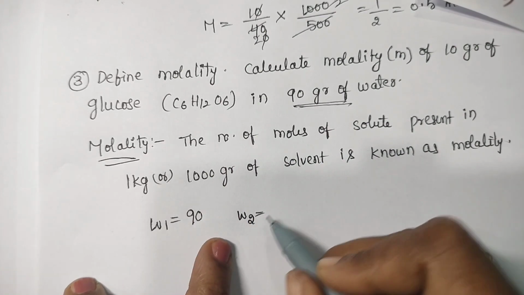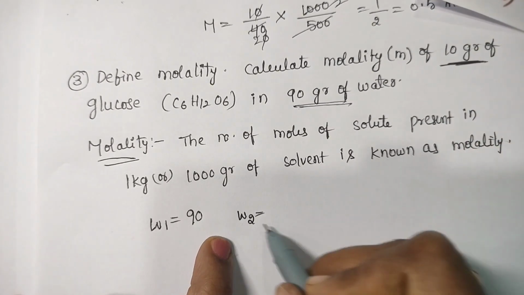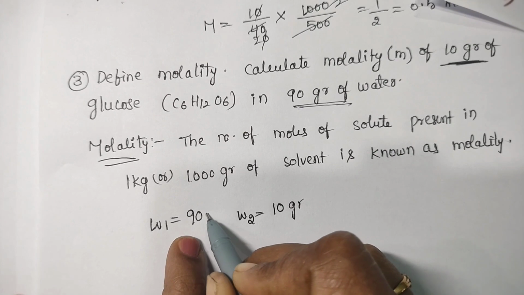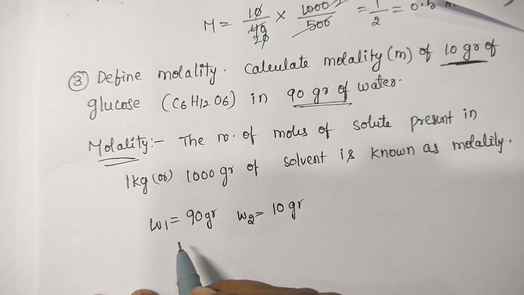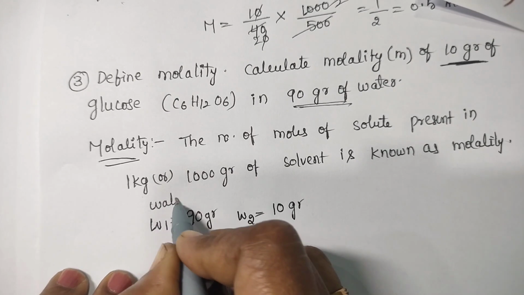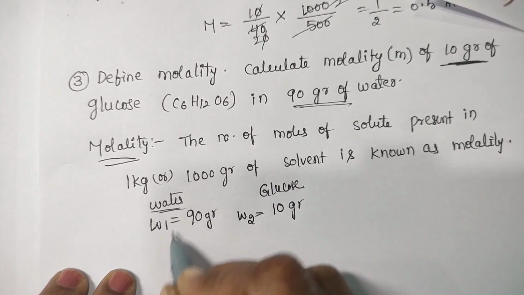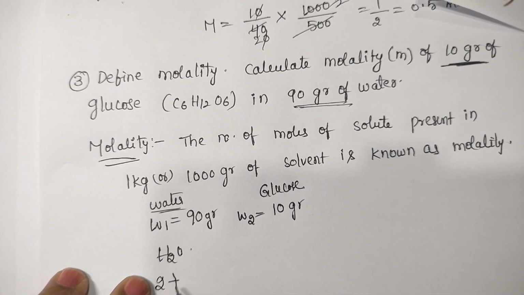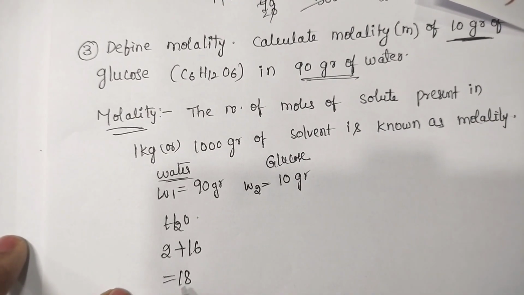So water as solvent, what is the weight? 90 grams. Next, what is the solute weight? Glucose, that is 10 grams. This is 90 grams. Now the masses: this is water, this is glucose. Water means H2O: hydrogens 2, 1 plus 1 is 2, oxygen 16, that is equal to 18.